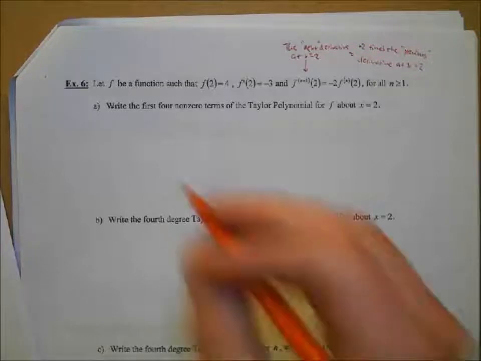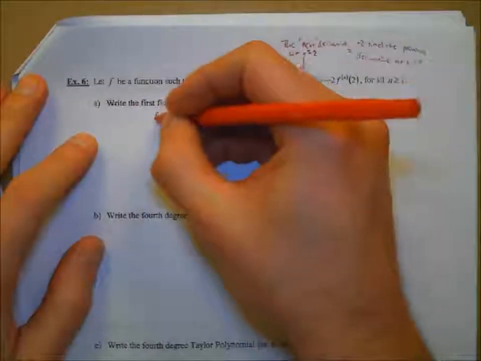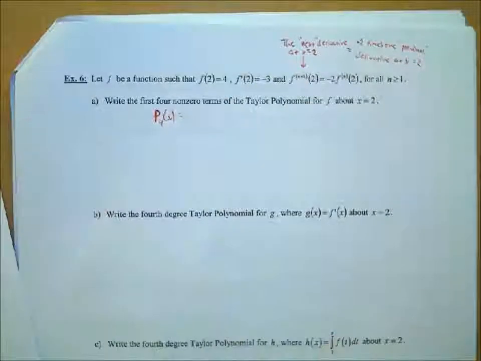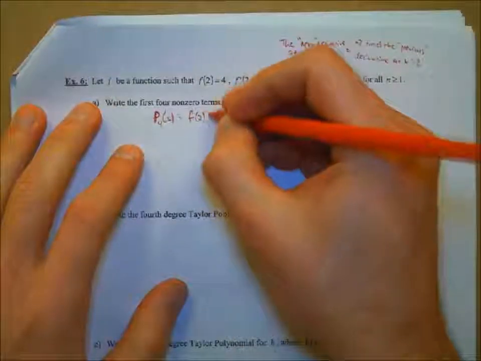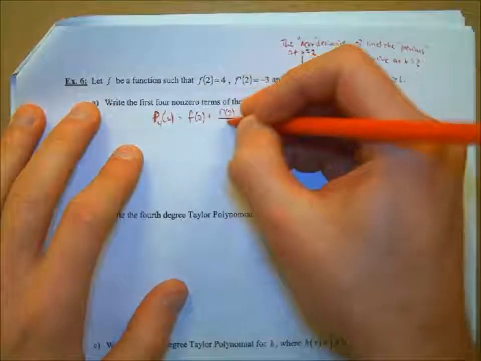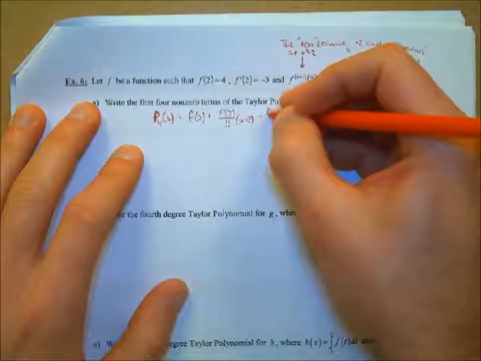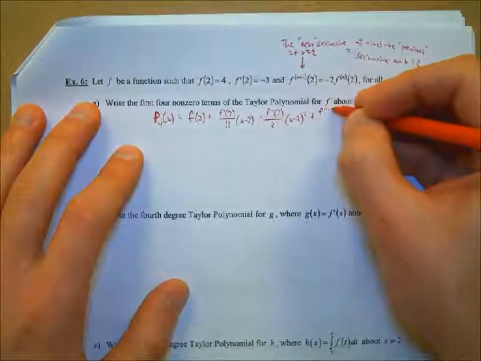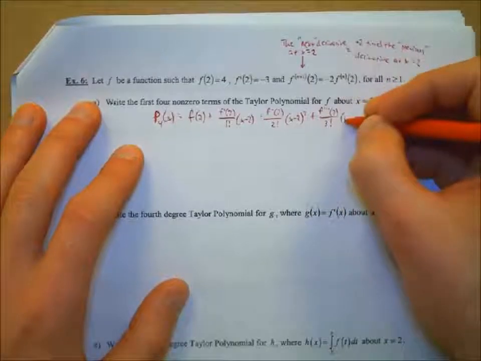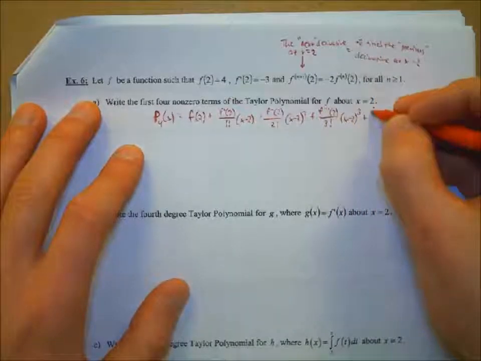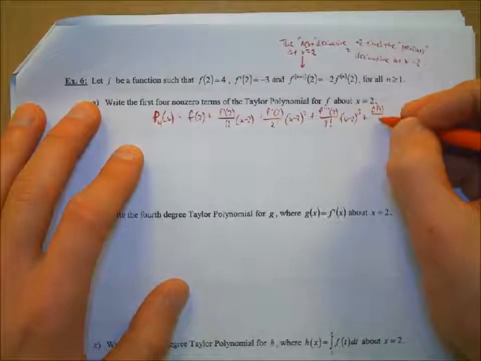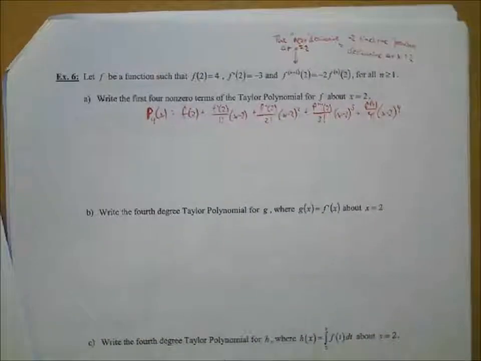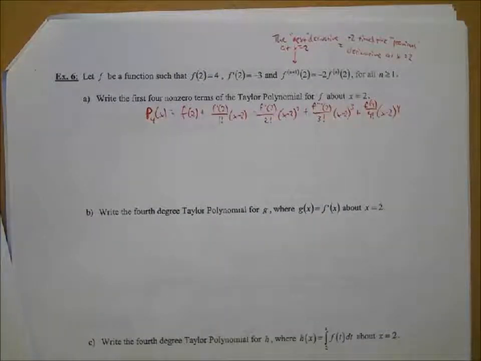Okay, so let's do our normal little thing here. P sub 4, because we're doing 4 terms. All right, and we're centered at 2, so that means f of 2 plus f prime of 2 over 1 factorial times x minus 2, plus f prime prime of 2 over 2 factorial times x minus 2 squared, plus f prime prime prime of 2 over 3 factorial times x minus 2 cubed, plus the fourth derivative of f over 4 factorial times x minus 2 to the 4th. Now, why is it important here that we are centered about x equals 2?